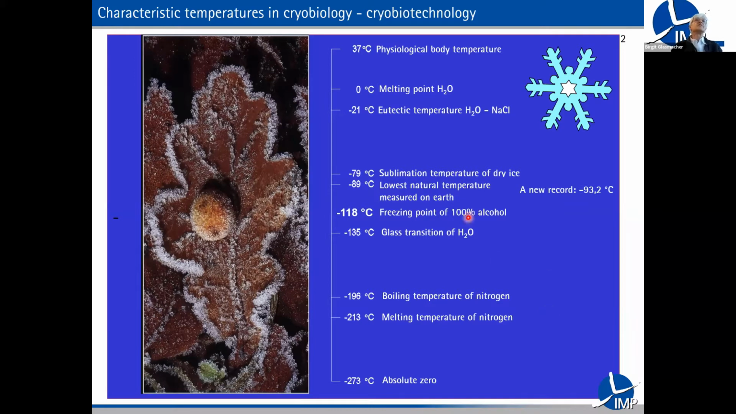The lowest natural temperature measured on Earth was -89 degrees centigrade, but in 2010 in the Antarctic there was a new record of -93.2 degrees centigrade.